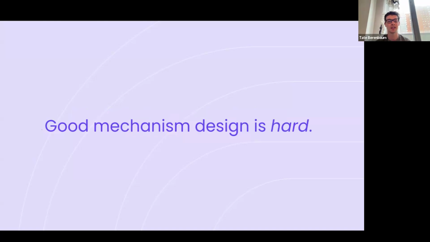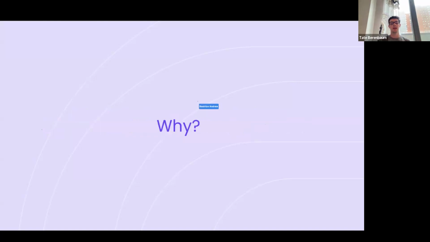The other thing about mechanism design is that it's really, really hard to do well. I have a bunch of examples of this. I want to go deeper on three categories of why it's difficult to do well, and also start with categories that exist both inside crypto and outside crypto.